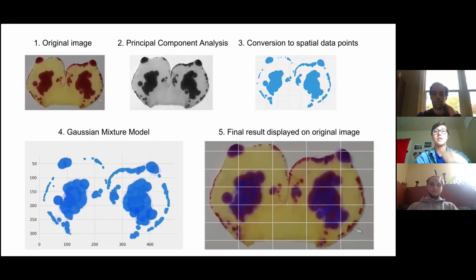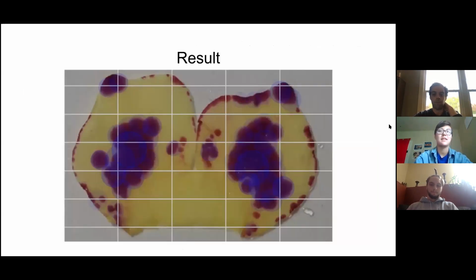So here's an overview of the whole spot detection pipeline from the original image to the grayscale used by principal component analysis, and then to take that into spatial data points, which we can then use to find the spots with our Gaussian mixture model, and which gives us this final result, which is, here it is big. Look at all those little circles on the circles.